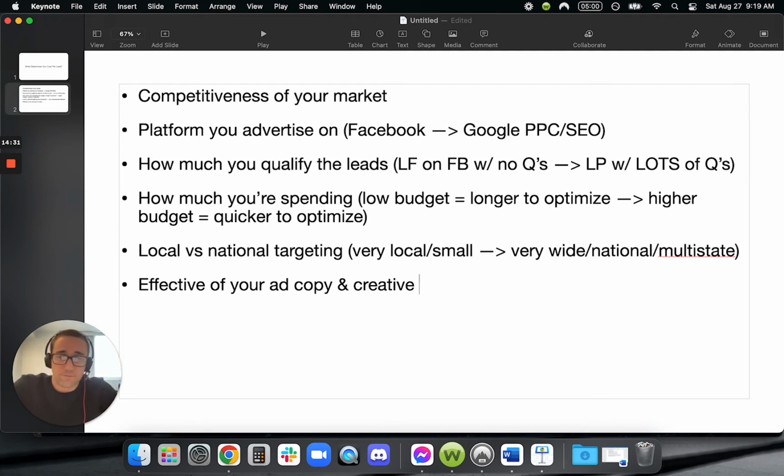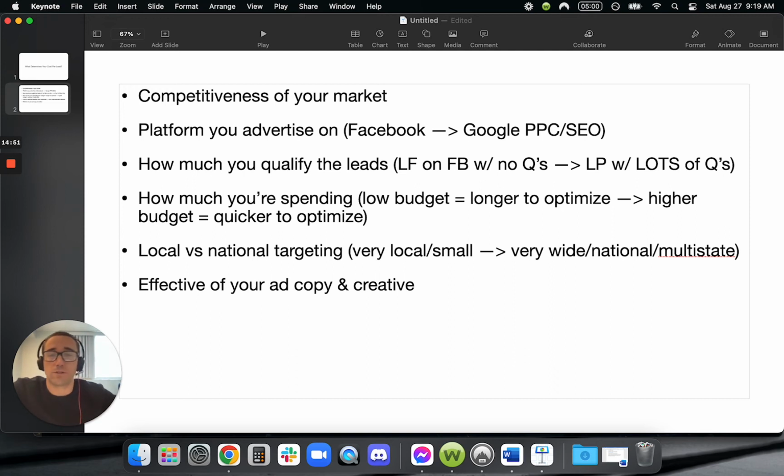Okay, so with Google, the concept's a little different. With Google, we're not really trying to use the scroll stopper because people aren't scrolling, they're searching. So what we want to do with Google is make sure that our ads relate directly to what they're searching for.